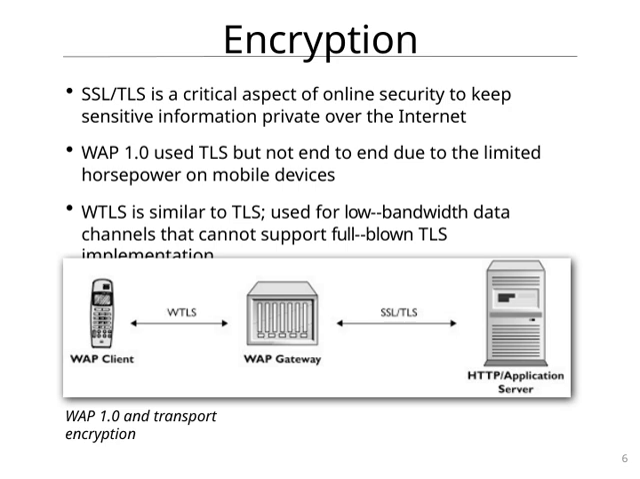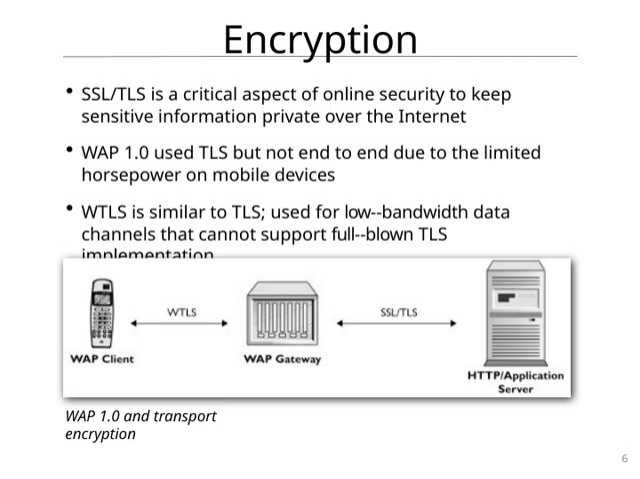SSL and TLS are essential for keeping sensitive information private when you're browsing the internet. They help ensure that data like passwords or credit card numbers aren't intercepted by malicious parties. Now, in the early days with WAP1, TLS was used, but it wasn't end-to-end. This was mainly because mobile devices at the time had limited processing power, so full TLS implementation wasn't feasible.